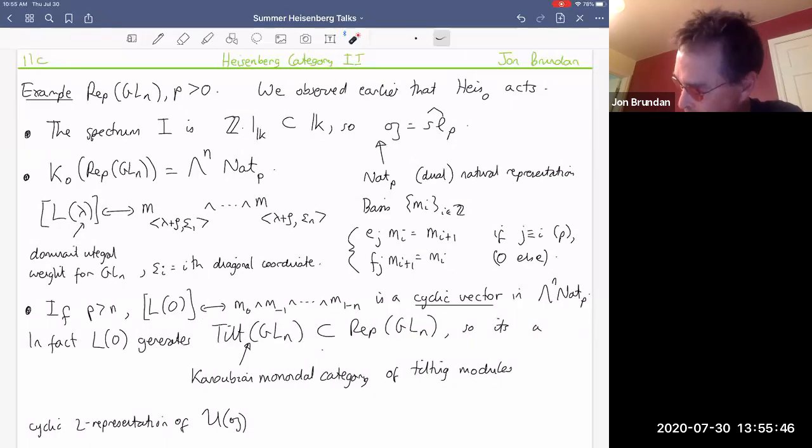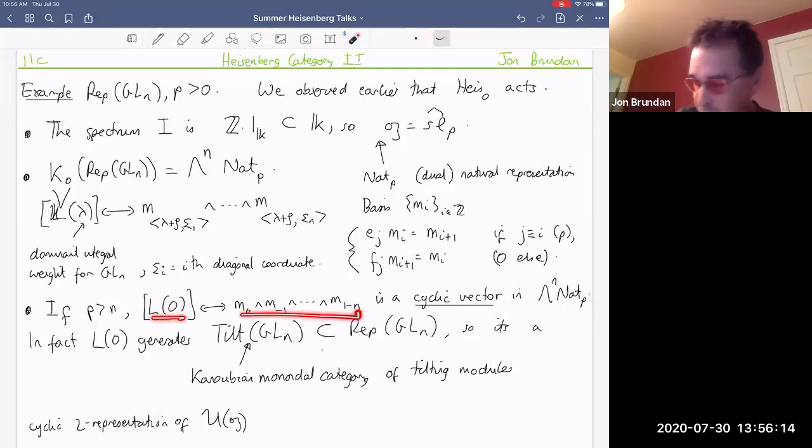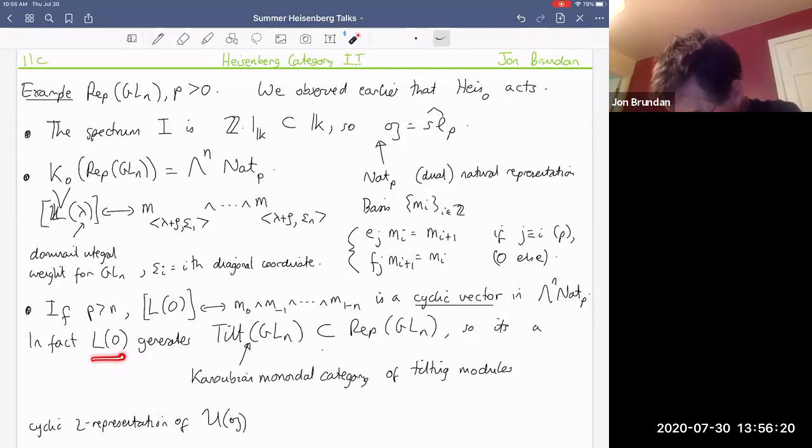I'm just being very quick because I don't want to say a whole lot. Let me see. The classes of the, that shouldn't be L, this should be the standard modules. This is a highest weight category. The classes of the standard modules go to the monomial basis of that wedge product. The class of the trivial module goes to this vector, and in this action, the trivial module generates the category of tilting modules for GLN, sitting inside of rational representations of GLN.